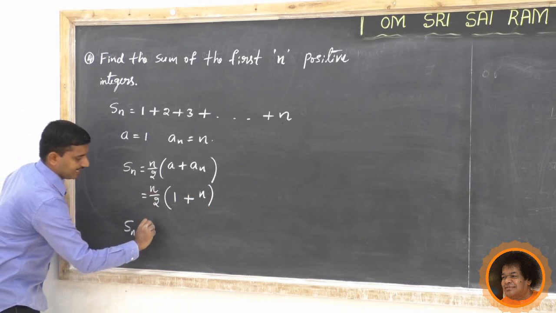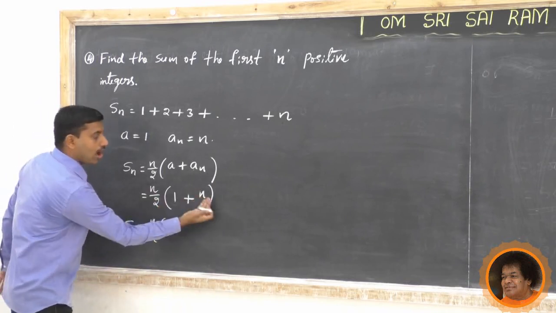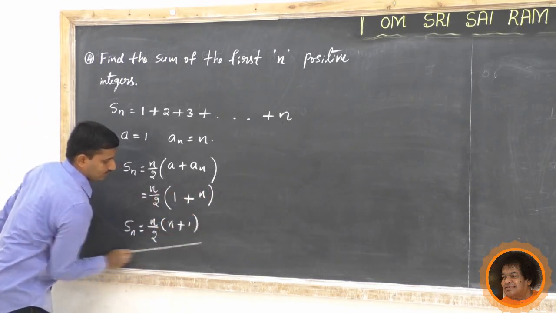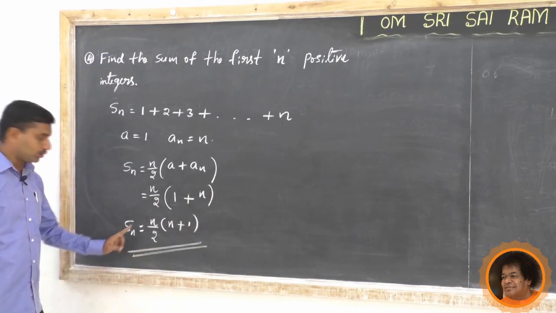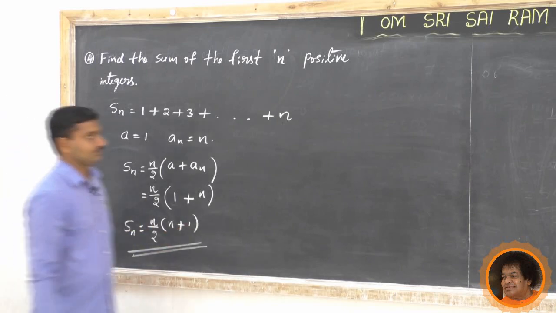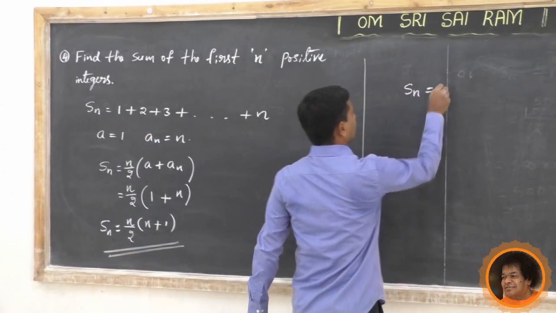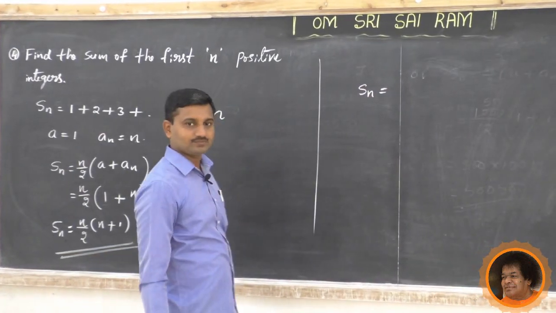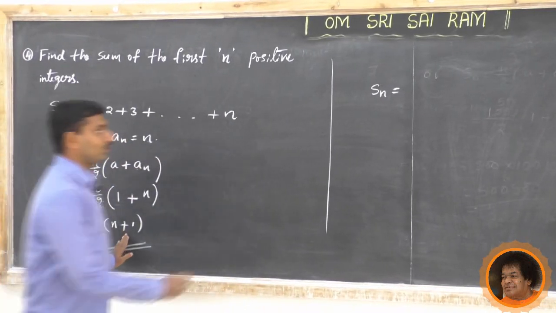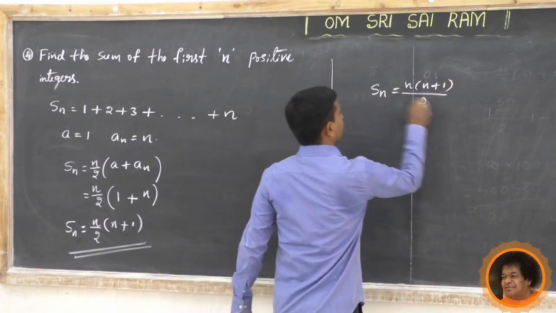Or we can write it as n by 2 into 1 plus n, or n plus 1, one and the same. So this is the sum: Sn is equal to n by 2 into n plus 1. This is one of the formulas. Sn is equal to n into n plus 1, divided by 2.